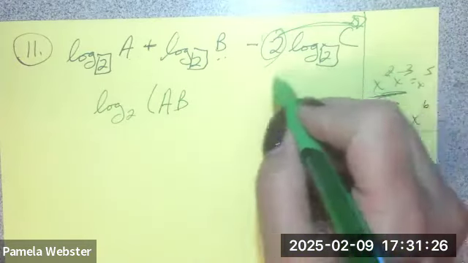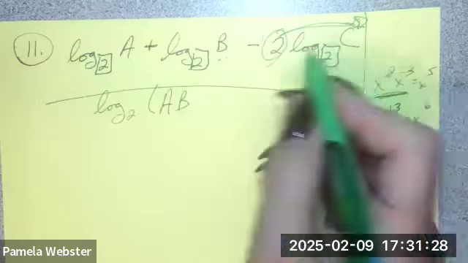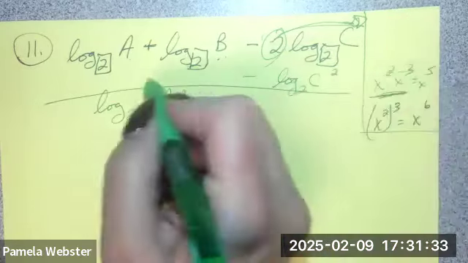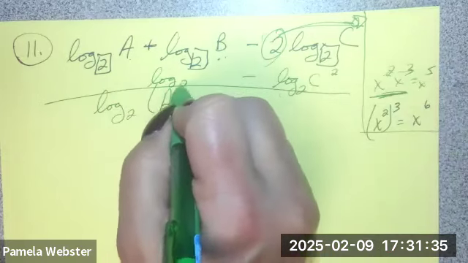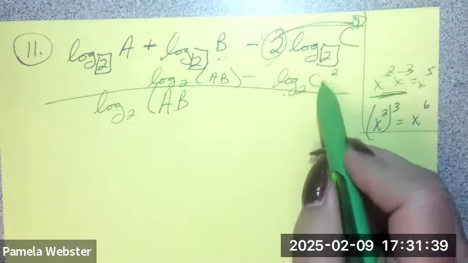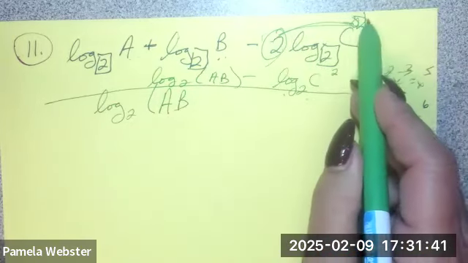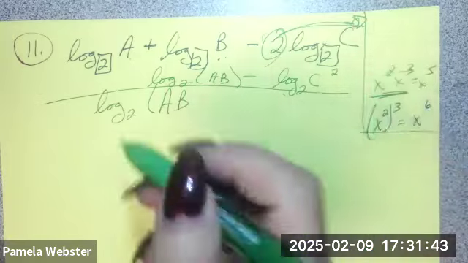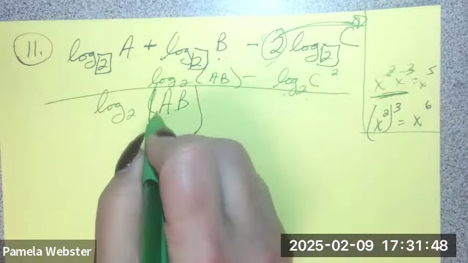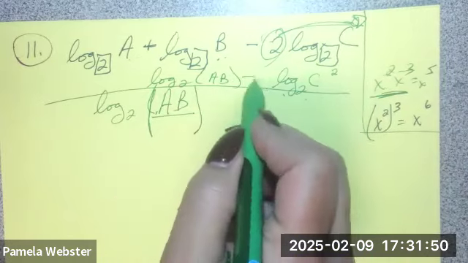So this was... stick a step in here. I'm sorry. Minus log base 2 of c squared. Let me stick that step in there so we can see it. So log base 2 of c squared because I bring this power up here. Okay. And then the last property that I want to use here is this one with the subtraction.